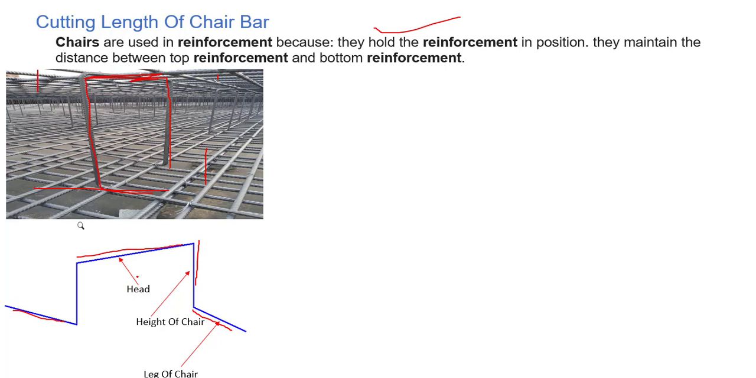What do we need to find out? We need to find out the head, the height of the chair, and the leg of the chair. For the head, the formula is 50 into dia of bar, so this will give us the head value. This head will be considered as B, and these legs will be considered as A. So A will be equal to 2 into spacing plus 75, where the spacing is between two main bars. I'll let you know why. Plus 75 mm will give you the leg as well.